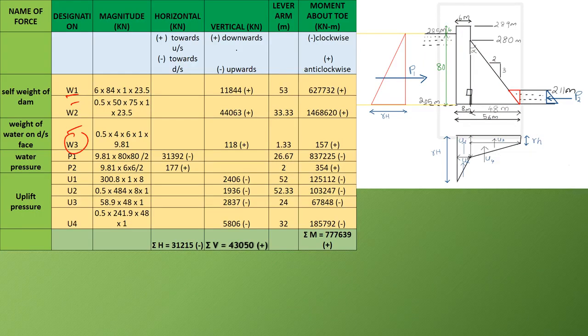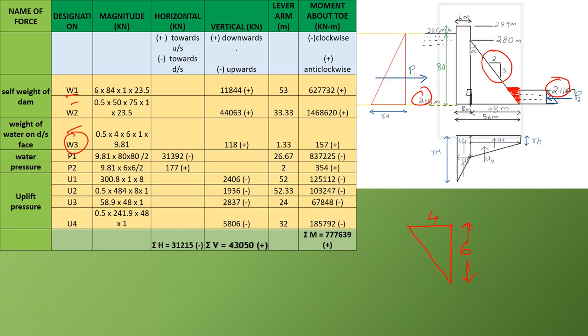Now we are moving on to W3, which is the weight of water on the downstream face, that is the weight of water due to this small component. To calculate that, we need to find out the area of this component, and the triangle looks like this, and it has a height equal to the tail water height, that is 211 minus 205, equal to 6, and this distance is equal to 4. That is calculated using the slope given.